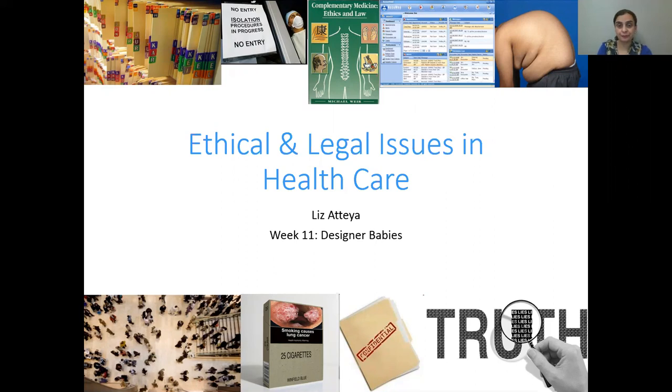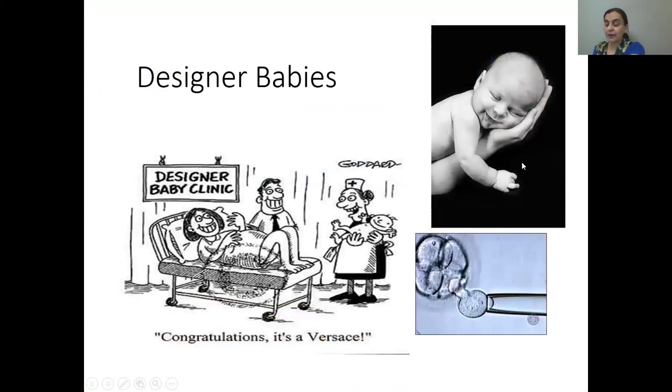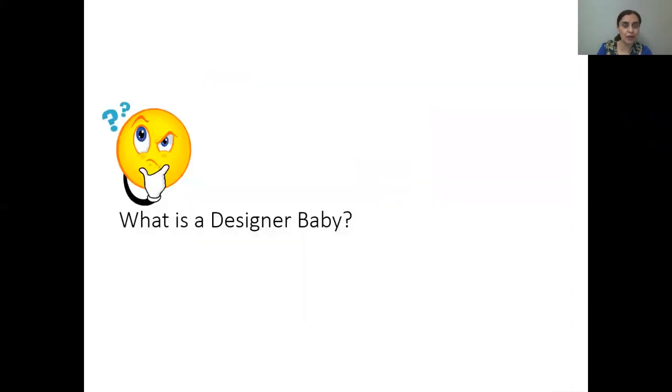Designer babies. Okay, I'll ask you, at this point, to think about what you actually understand by the term designer babies, what it actually means to you, and then we'll look at the formal definition. So often we think of characteristics or traits that are desirable, what is considered to be the top echelon of the human race.